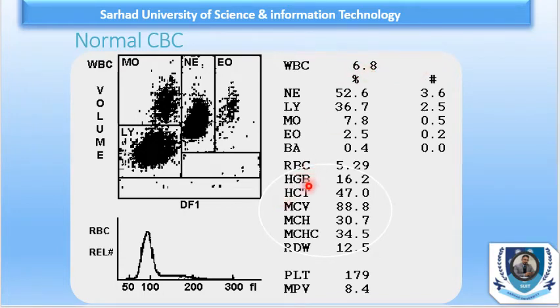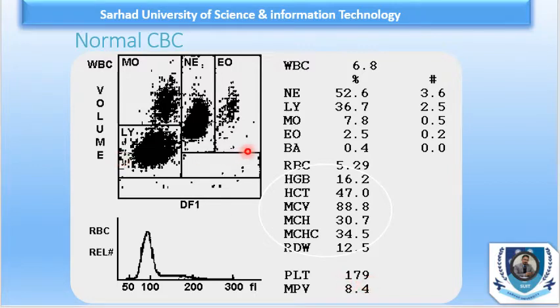Then you will go to hemoglobin, and the hemoglobin is 16.2 as I told you before, and the normal value of hemoglobin is 12 to 14 in females, and 14 to 16 or 14 to 17 in males. HCT is normal, MCV, MCH and MCHC are normal, and the normal platelet count is 150,000 to 450,000. 179 is a normal report.